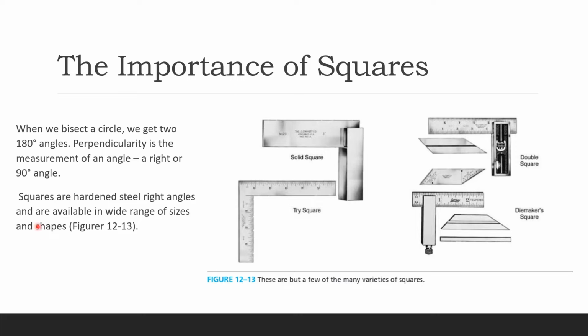When we bisect a circle, we get 180-degree angles. And perpendicularity is the measurement of an angle, a right 90-degree angle. The squares are hardened steel, right angles. Here you can see it's totally 90 degrees to each other. This instrument is built and available in a wide range of sizes and shapes. So you can see many different squares.